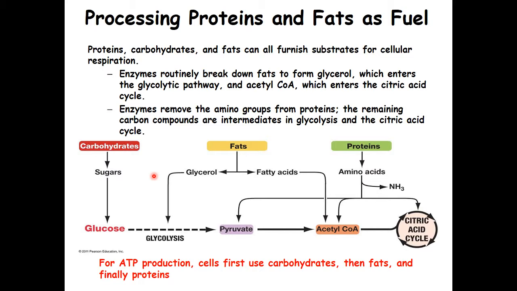Okay, Ian is asking, can glycerol turn into pyruvate? I don't think it's straight up like this. So glycerol, if you look at this, will not go straight to become pyruvate. If it would, the arrow would go straight. It needs to be modified a little bit before it becomes pyruvate.